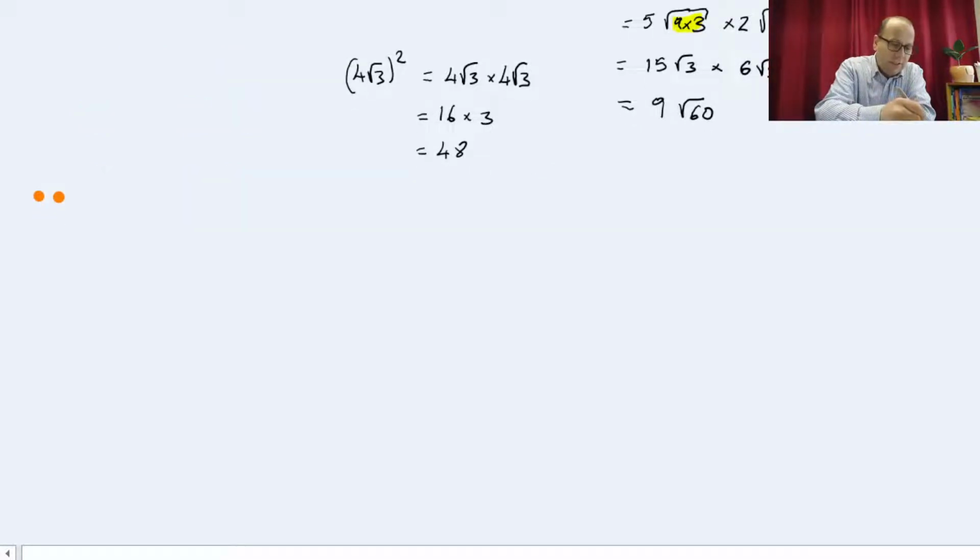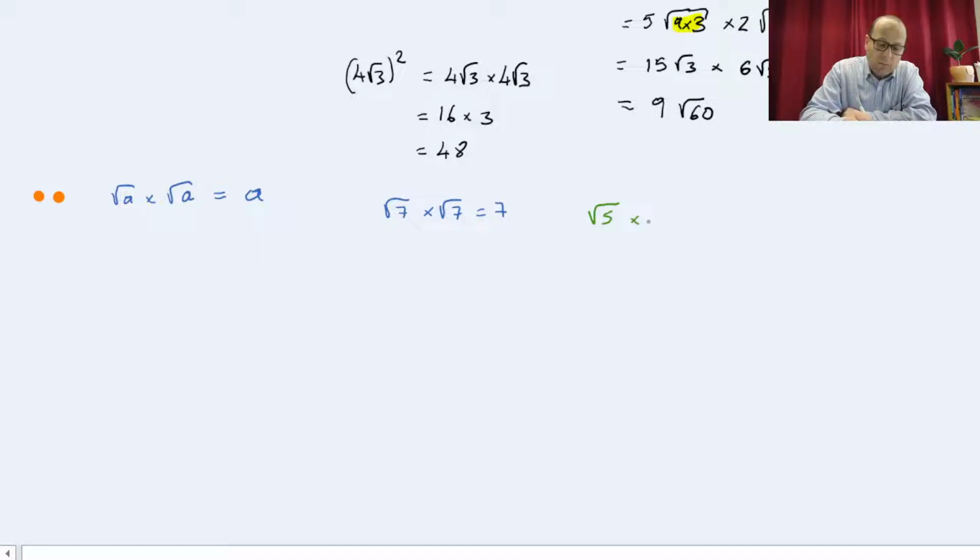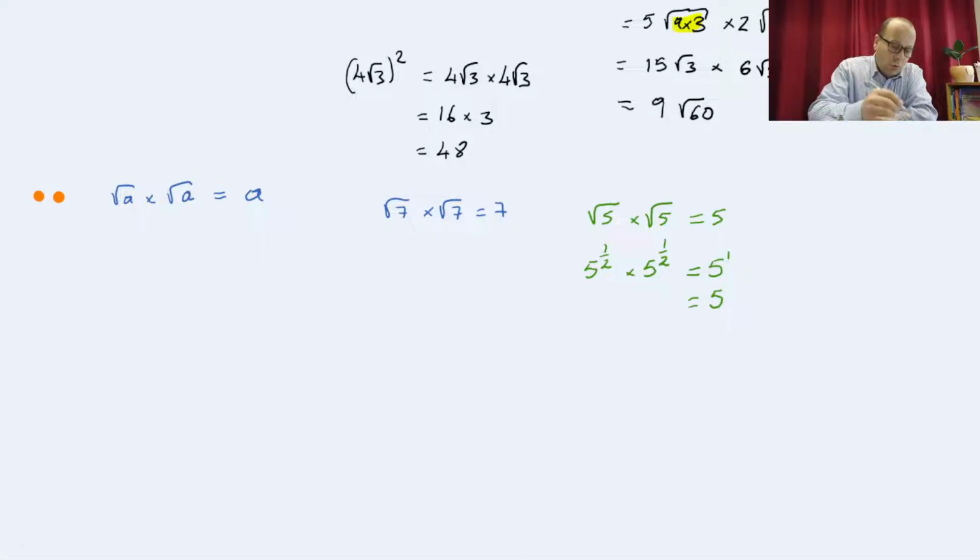The second rule is just an extension of the first rule, where root A times root A is just A. Root 7 times root 7 is equal to just 7. Square root of 5 times square root of 5 is just 5, but we have probably seen it as 5 to the power of a half times 5 to the power of a half, and that's just 5 from the rules of indices.